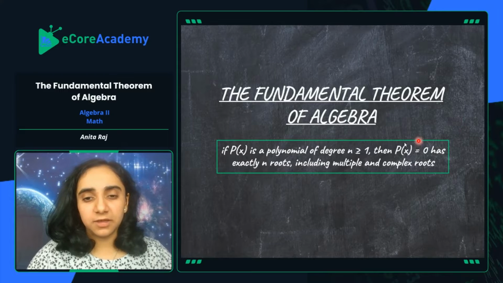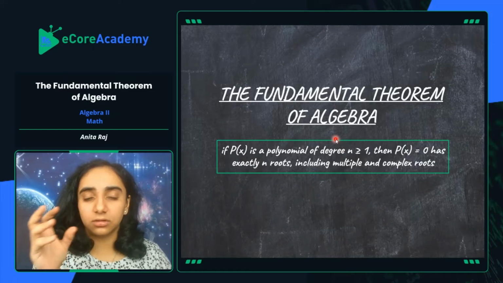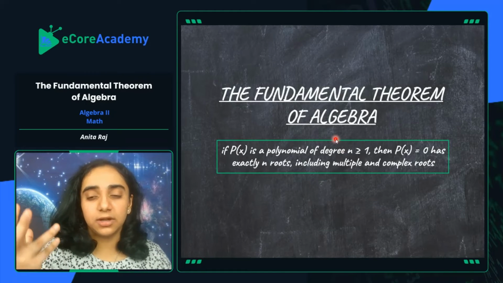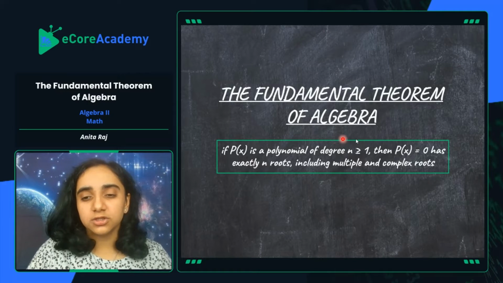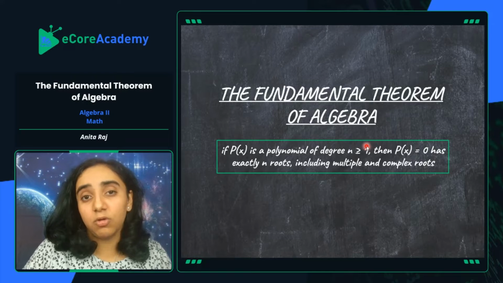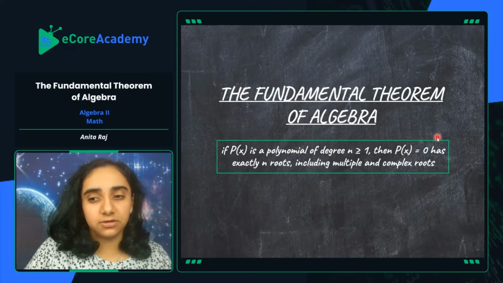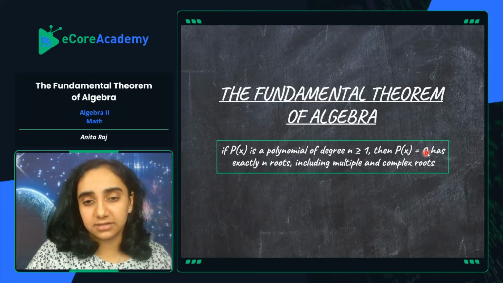So the theorem states that if p of x is a polynomial of degree n greater than or equal to 1, remember, the degree is the term with the highest exponent, and whatever that exponent's value is, that is the degree of the polynomial. So if that exponent is greater than or equal to 1, so if you have a function that is linear or higher, then p of x equals 0, which is where the function p of x, when graphed, is going to intersect the x-axis, has exactly n roots. Remember, n is equal to the degree of the polynomial.